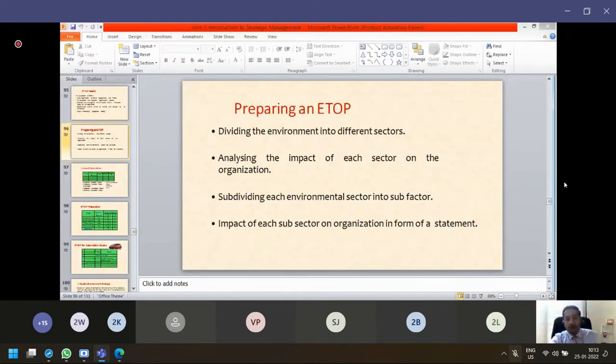The steps I will again repeat. That is, first of all, divide the environment into different sectors. Then secondly, analyzing the impact of each sector on the organization. Subdivide all this environmental sector into sub-factors, and then impact of each subsector, you find it out and write it in the form of a statement, and then see what is the impact, favorable, unfavorable, and then calculate the total impact of each factor on company's operations. Are you getting this?